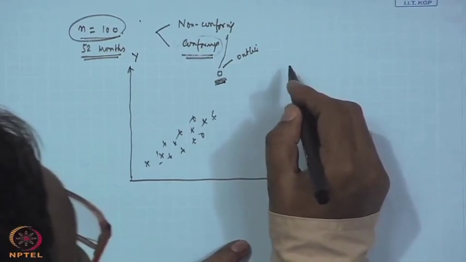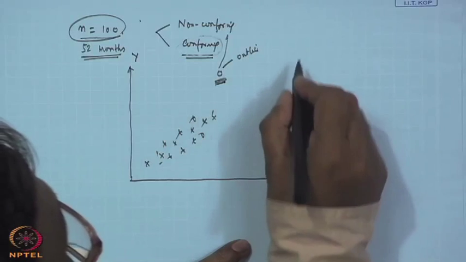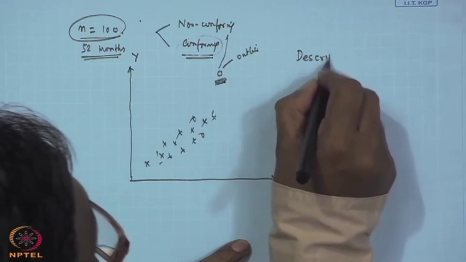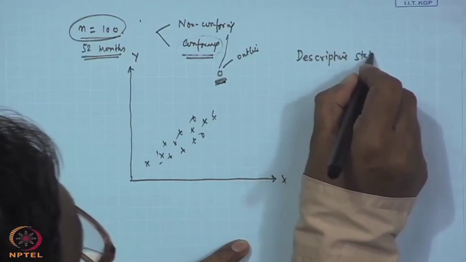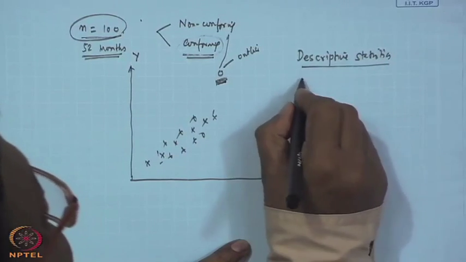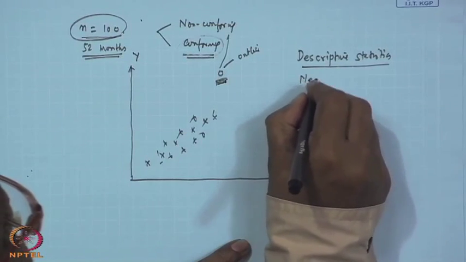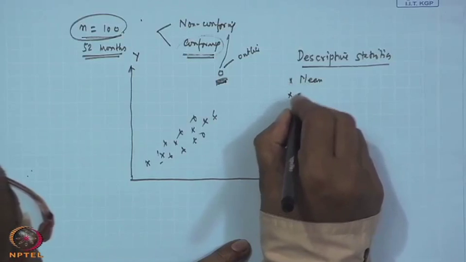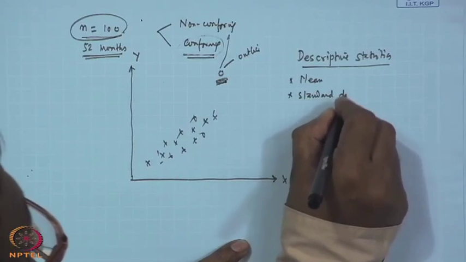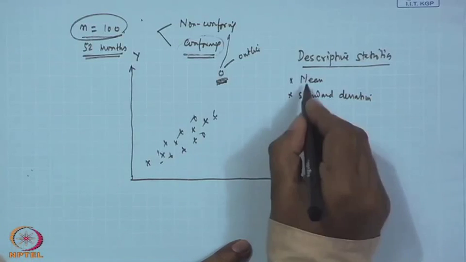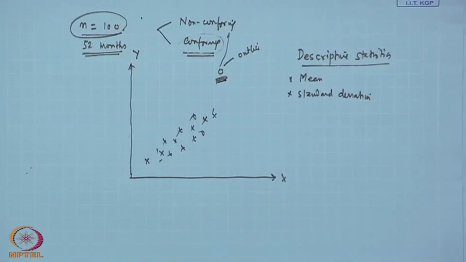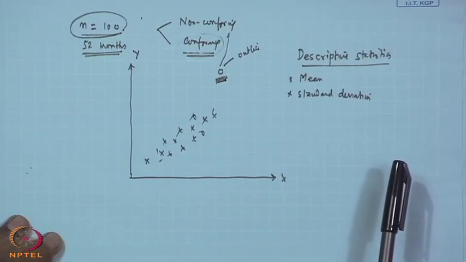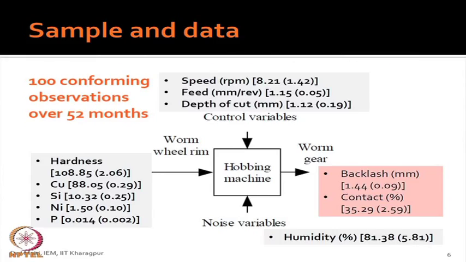So, this is our data. When you collect data from a case study point of view, immediately you have to find out the descriptive statistics. By descriptive statistics, when you have continuous data, we talk about mean and standard deviation. This will give you much idea about the behavior of the process. Getting me?